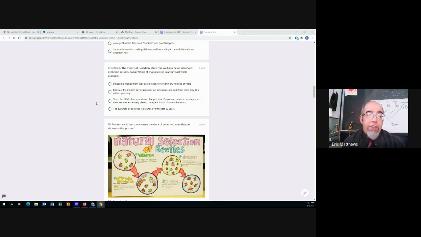That since the 1950s, hairstyles have changed a lot, and people use so much product, their hair was essentially plastic, so maybe it hasn't changed that much. Or the evolution of bacterial resistance over the last 30 years. So which one of those is evolution that we have seen happen? That dinosaurs evolved over millions of years, that birds are the modern day descendants of dinosaurs, that hairstyles have changed, or that bacteria have evolved resistance to antibiotics over the last 30 years.